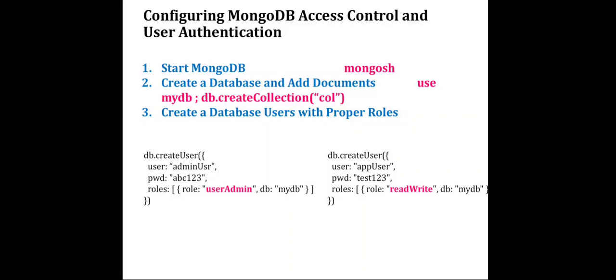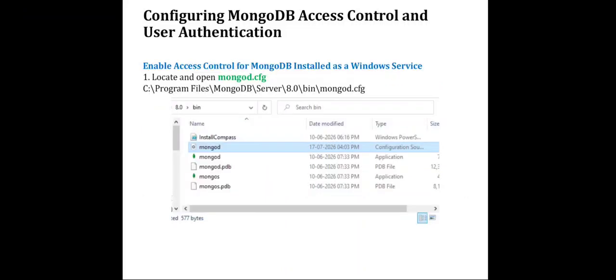Before enabling access control, we need to create users first. In this example, we create an administrator user called adminuser. This user is assigned the userAdmin role. We create another user called appuser. This user receives the readWrite role on the myDB database. A readWrite user can read documents, insert documents, update existing documents, and delete documents. Notice that each user receives only the permissions required for their work. This improves database security.